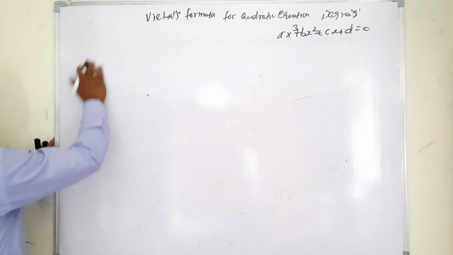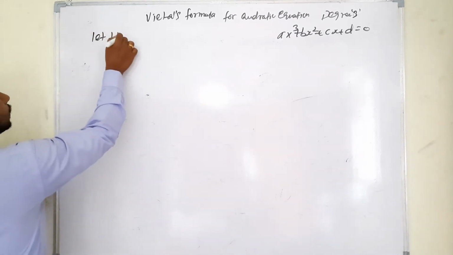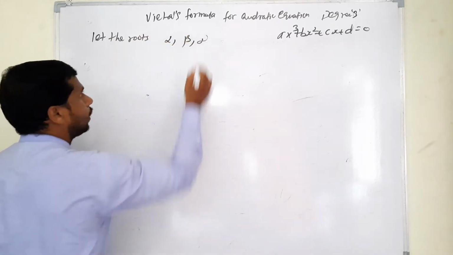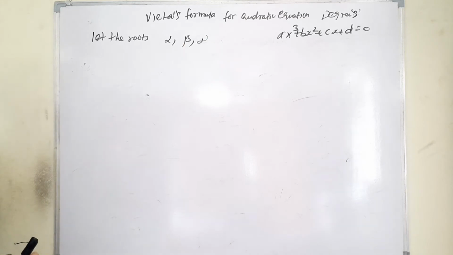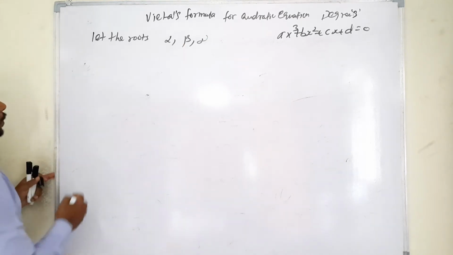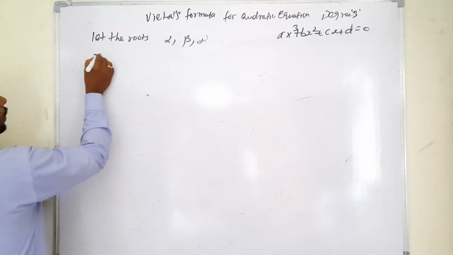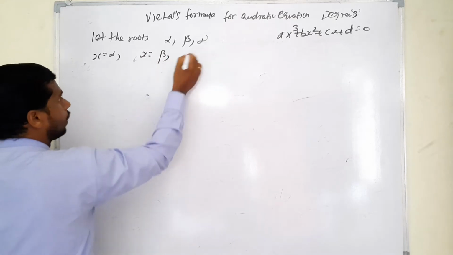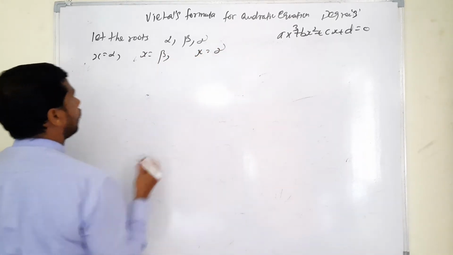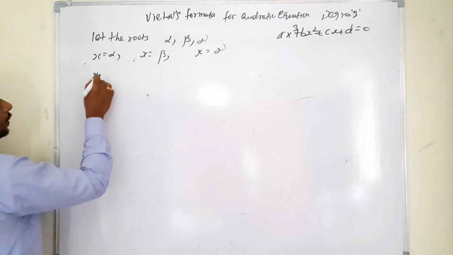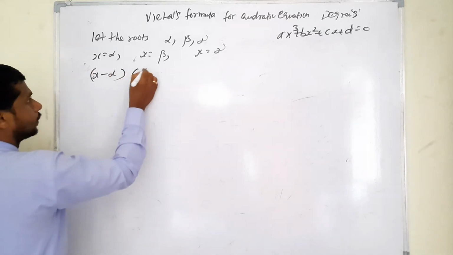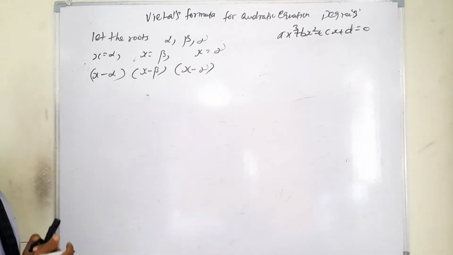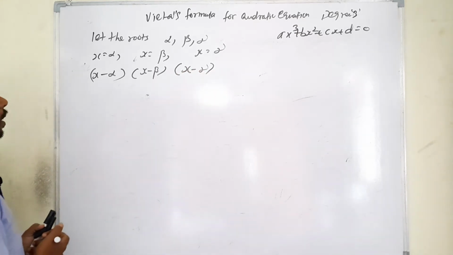So let the roots be alpha, beta and gamma, the roots of the equation. How to write it? x is equal to alpha, one root, then another root x is equal to beta, then the third root x is equal to gamma. So how to rewrite it in factors? x minus alpha is one factor, then x minus beta another factor, and the last one x minus gamma.